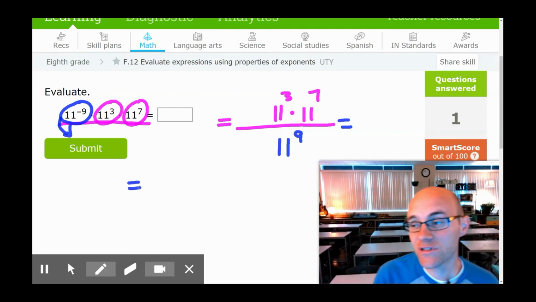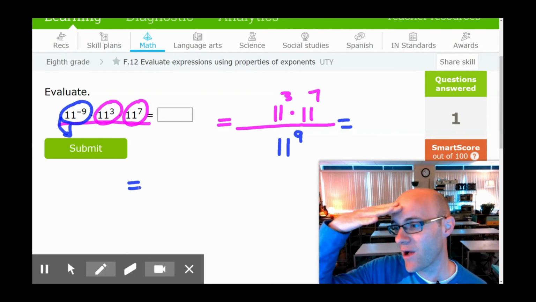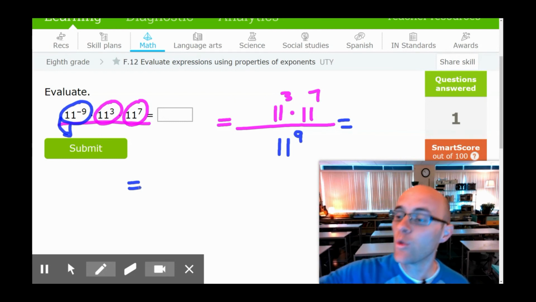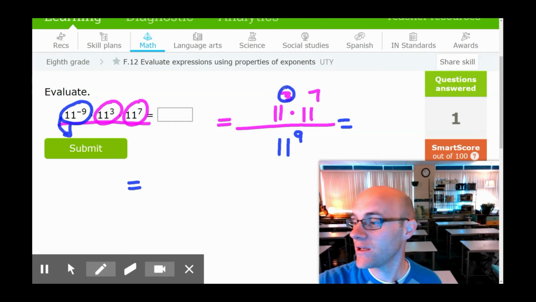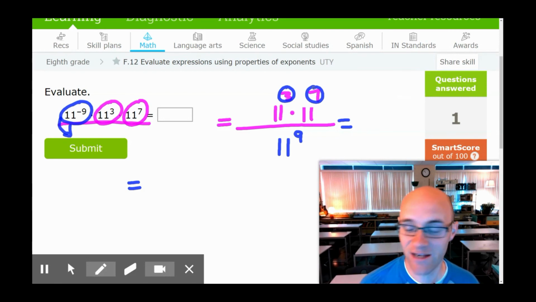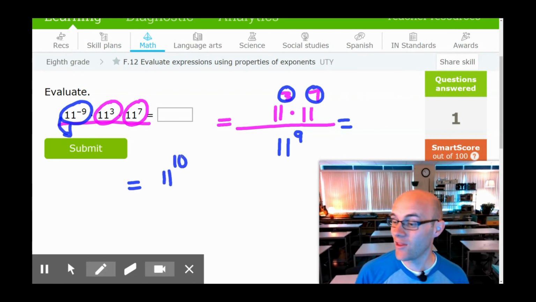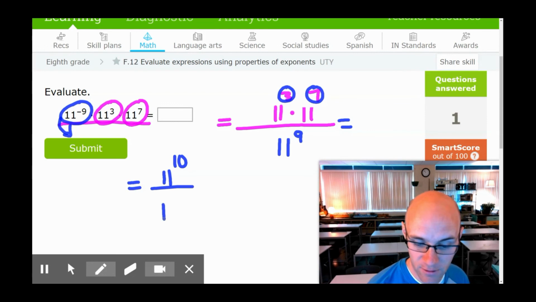Okay, on reducing these, what I notice is if we were to expand all these out, I'm going to think of that in my mind because that would take a long time to write. We would actually get 3 and 7. We'd have 3 plus 7. We'd have 10 of those 11s on top of the fraction. Okay, now on the bottom, we still have 9 of the 11s.